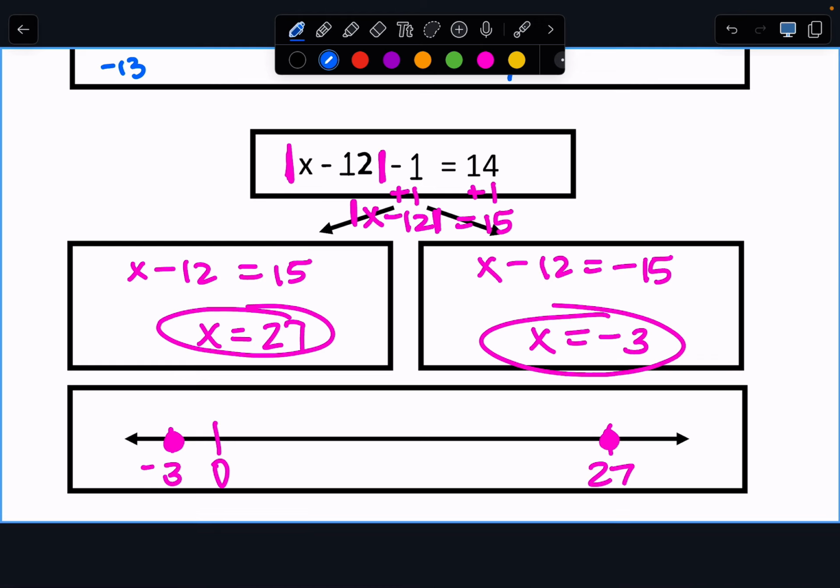Let's check our answers. If I take 27 minus 12, what is that? 15. Is the absolute value of 15 minus 1 equal to 14? So that one works. If I change x to negative 3, negative 3 minus 12 is negative 15. Its absolute value minus 1. Do we get 14? Yeah. So those both work.